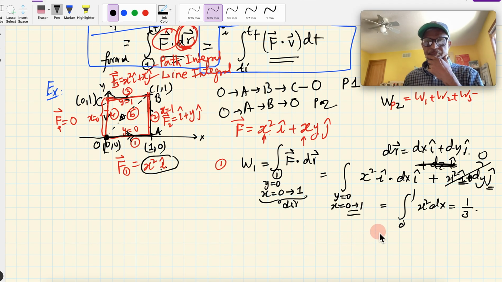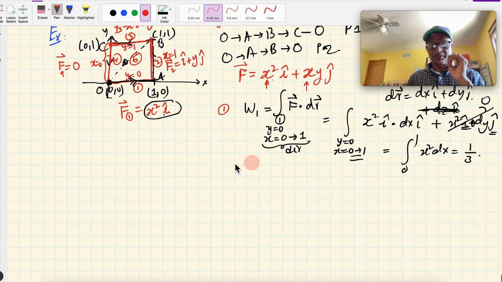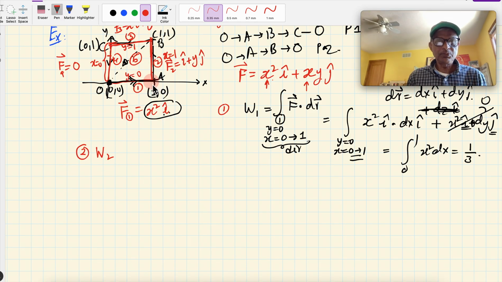Okay. All right, got any questions? I hope not. All right, so let's do path 2. I already figured out what the force is, and this is both i hat and j hat, and y goes from 0 to 1.